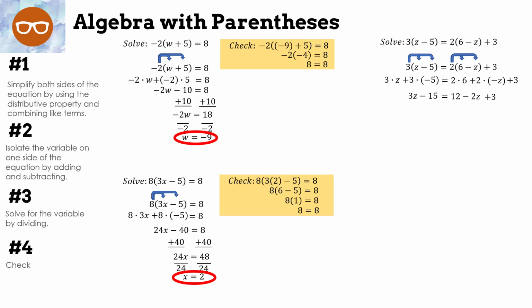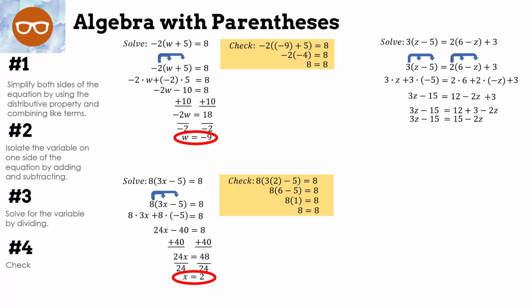On the left side of the equal sign, we can't combine like terms there. They're not like. But on the right side, we have 12 and 3. What I'd like to do is put like terms next to each other and then simplify. On the left side, we're still going to have 3z minus 15, but 12 plus 3 is 15 minus 2z. Now we need to get all of the z's on one side and all of the numbers on the other side.